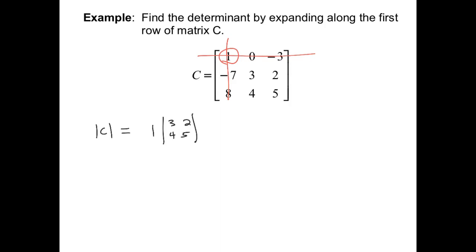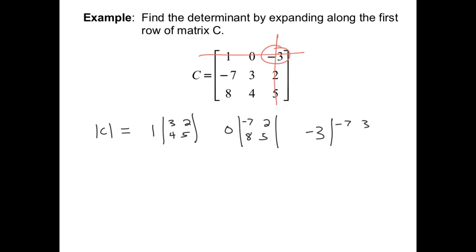Then I'm going to erase that and I'm going to write the next number down, which is 0. And I'm going to write the determinant that happens when I take my 0 and remove the row and the column that 0 is in, and I write down what's left. -7, 2, 8, and 5. Then I'm going to erase that. I'm going to write down the last element, which is a 3. And then I'm going to take out that row and column and write down the determinant that is a result, which is -7, 3, 8, 4.